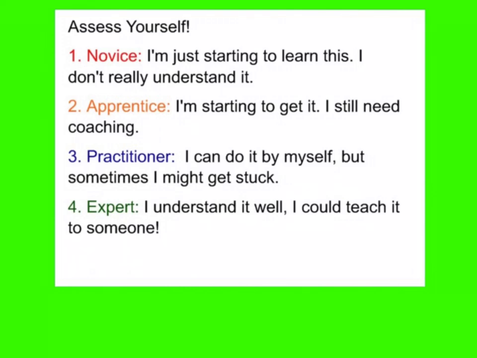And before we end our evening together, don't forget to assess yourself. Go ahead and write it at the bottom of your homework page. Are you a 1, novice? I'm just starting to learn this. I really don't understand it still. An apprentice, number 2, I'm starting to get it. I still need some coaching. 3, a practitioner. I can do it by myself, but I may get stuck sometimes. Number 4, an expert. I understand it so well that I can teach it to someone. So go ahead and rate yourself a 1, 2, a 3, or 4 at the very bottom of your page.